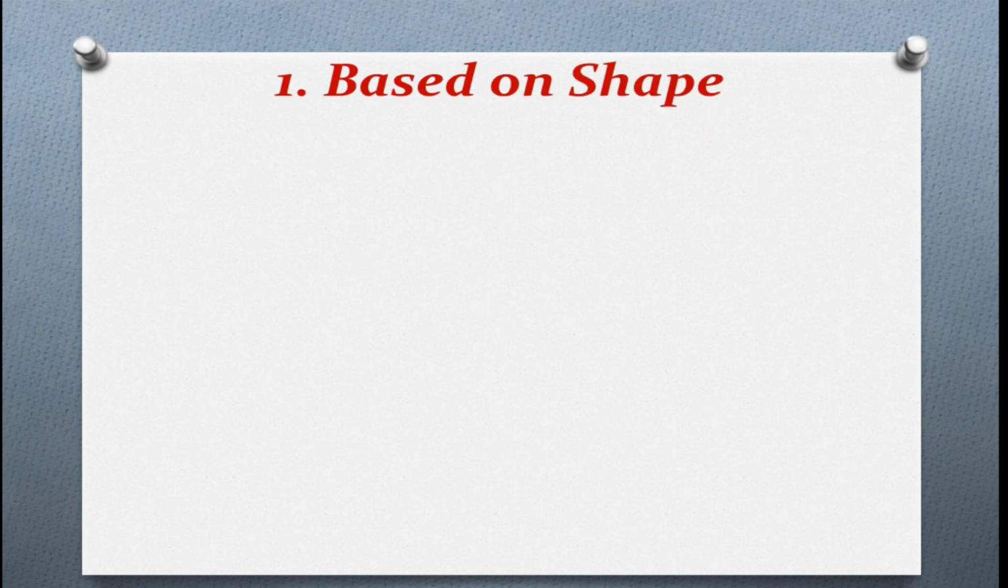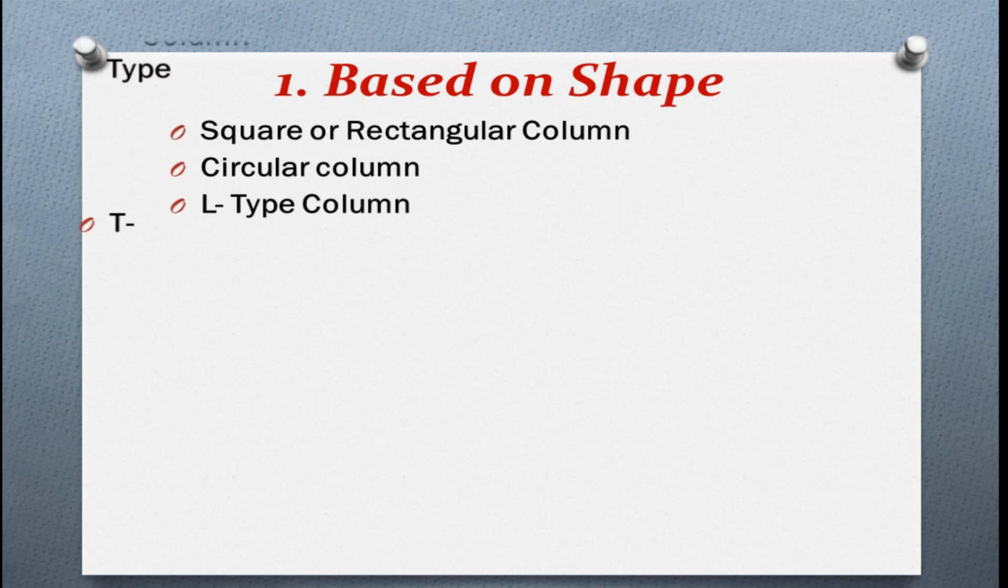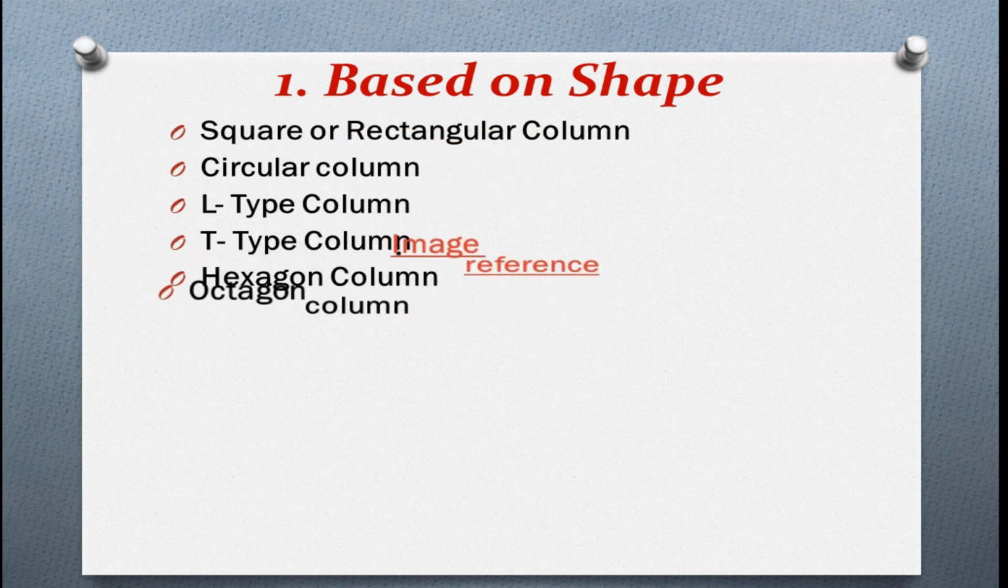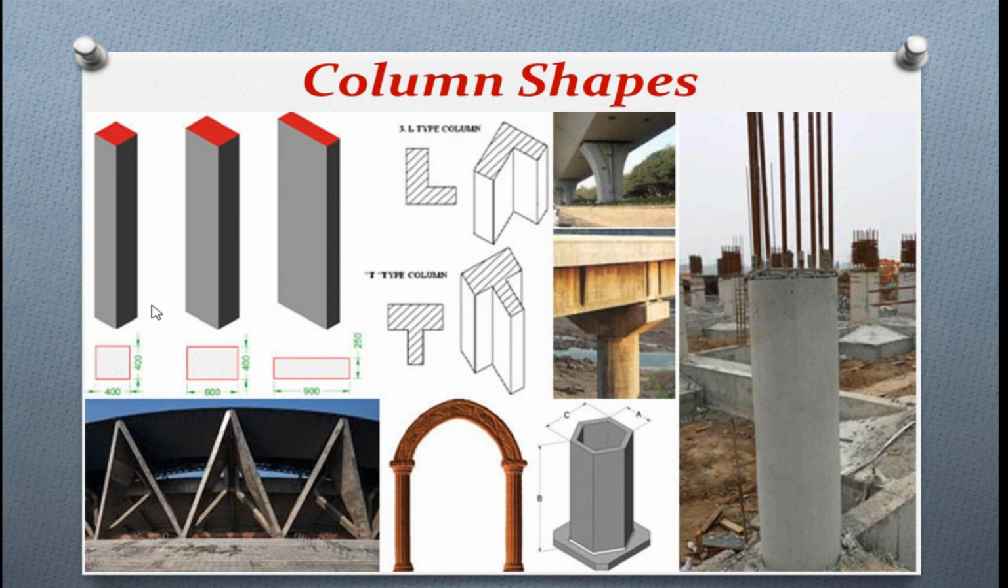The first one is based on shape. There is the square column or rectangular column, next the circular column, and then L type column, T type column, hexagon column, octagon column. Everything we'll see in image reference. Column shapes: in the first we can see here a square column. Its size is 400 by 400. You can see in the cross section here it is mentioned.